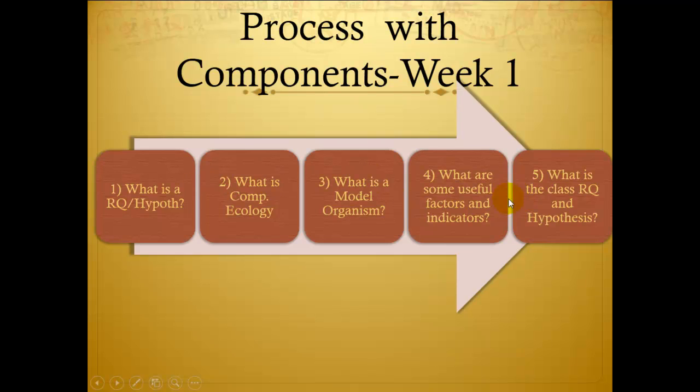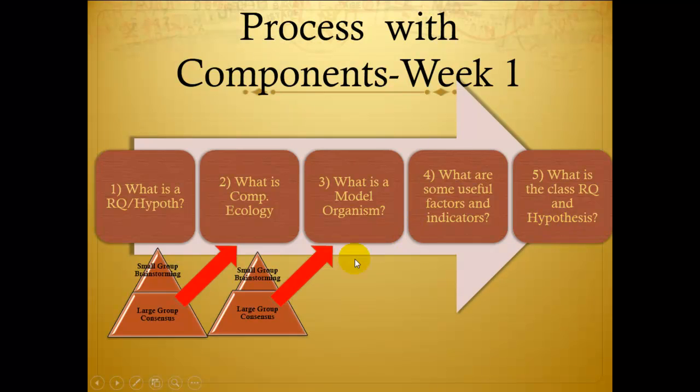Once we've done these 4 things, we're now set to start asking, what can we do as an overall research question? And what can we have as testable hypotheses for each of the tables? But it's the same basic thing, right? Small group brainstorming, large group consensus that then feeds into the next part.